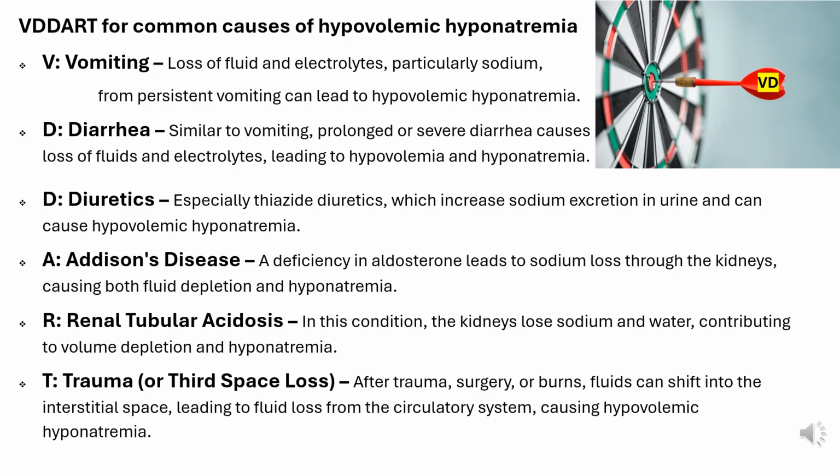D: Diuretics, especially thiazide diuretics, which increase sodium excretion in urine and can cause hypovolemic hyponatremia. A: Addison's disease. A deficiency in aldosterone leads to sodium loss through the kidneys, causing both fluid depletion and hyponatremia. R: Renal tubular acidosis. In this condition, the kidneys lose sodium and water, contributing to volume depletion and hyponatremia. T: Trauma, or third space loss. After trauma, surgery, or burns, fluids can shift into the interstitial space, leading to fluid loss from the circulatory system, which can cause hypovolemic hyponatremia.